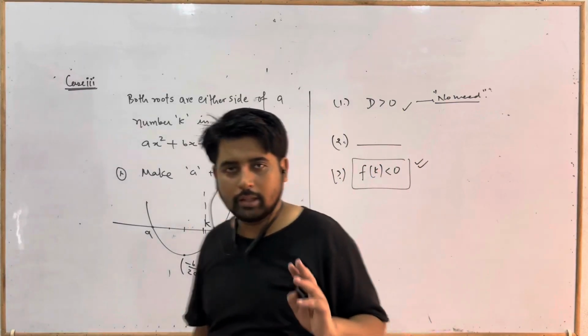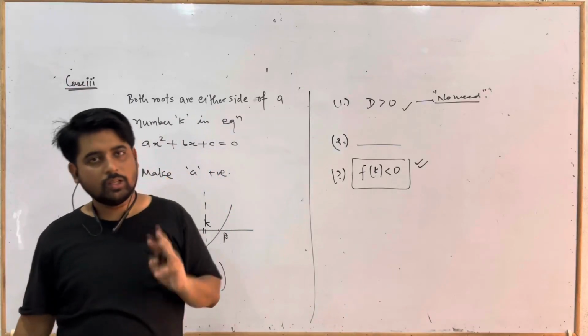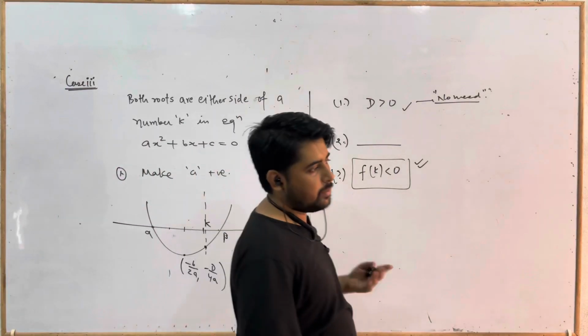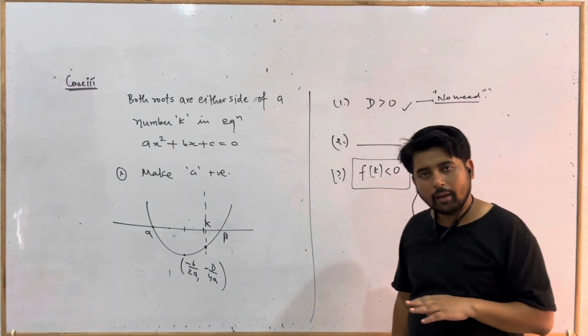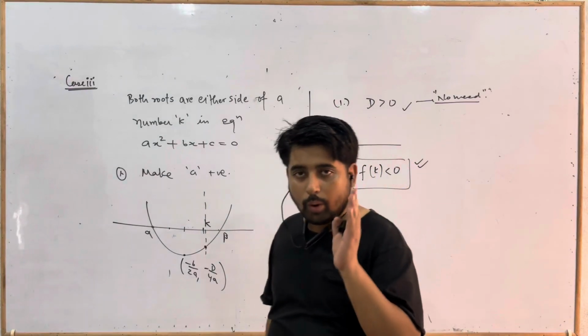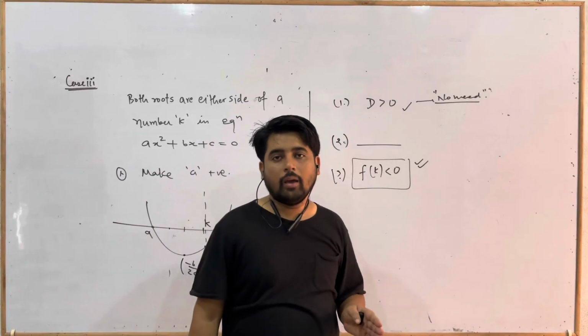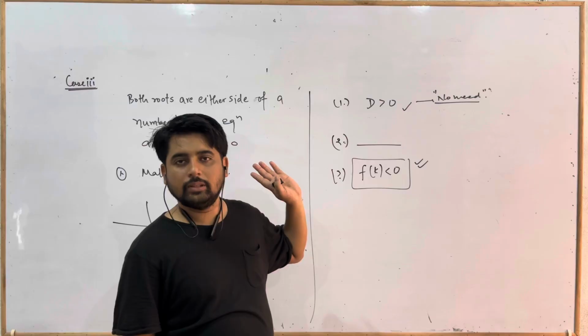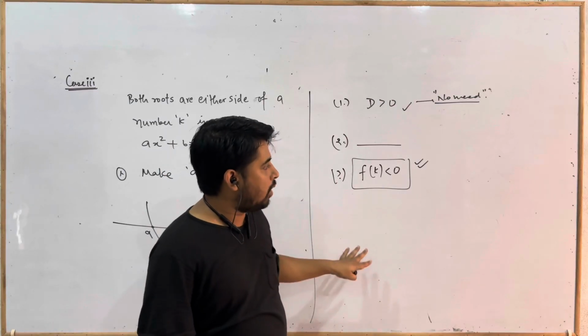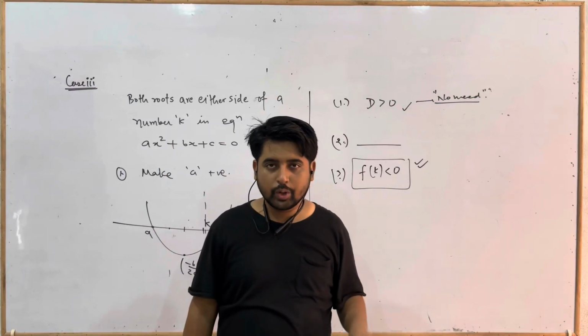I earlier said to you, focus on three things. The first thing is the discriminant, the second thing is minus b by 2a with respect to k, and the third thing is the value of f(k). So based on this concept, we'll solve a question.